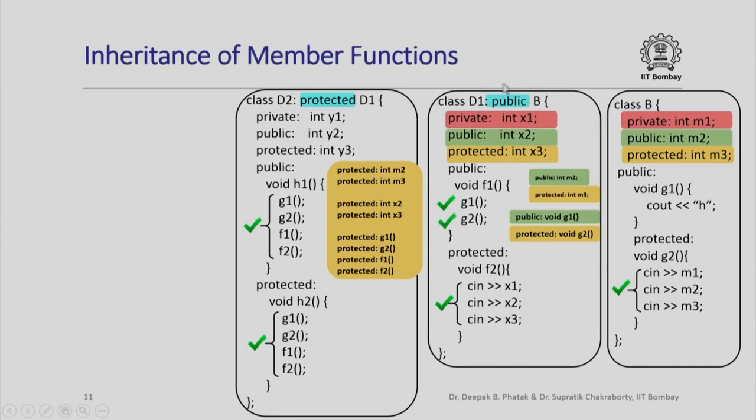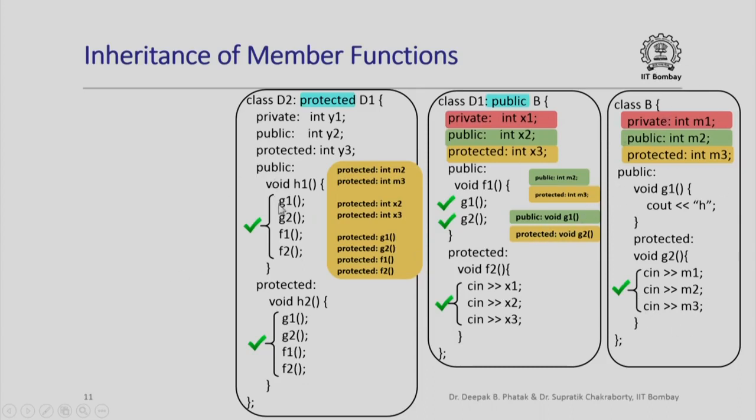So as far as D2 is concerned, D1 is its base class and the mode of derivation of D2 from D1 is protected. It once again has some additional data members and this is a public member function of the derived class D2, and within this public member function I am trying to access member functions of the class D1, and some of these member functions are actually member functions of the class B.